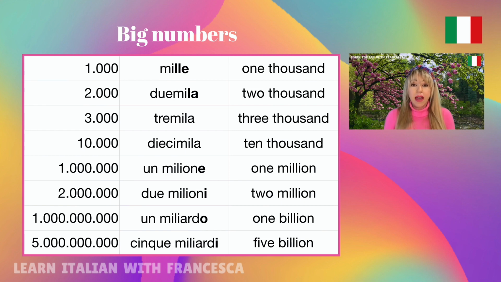The same thing happens with billion. You need to say 1 for 1 billion in Italian. So it becomes un miliardo. Then in the plural billions, the final letter changes again. 2 miliardi. 3 miliardi.